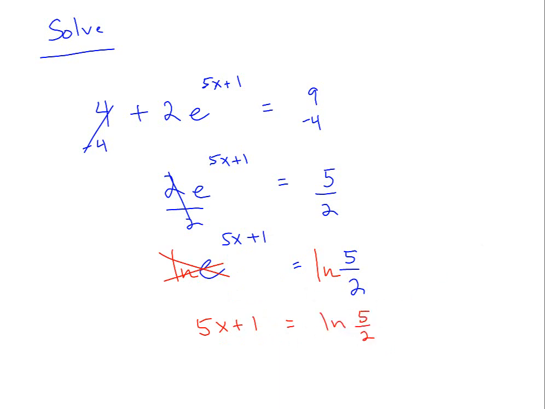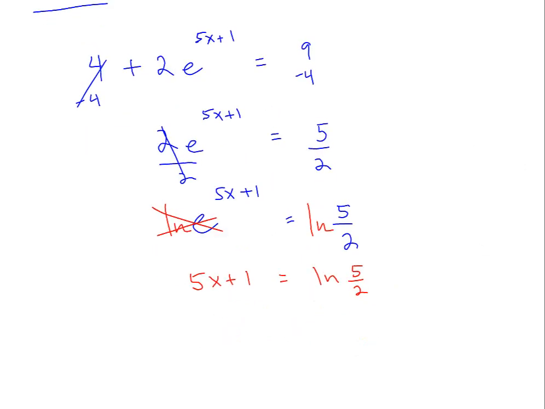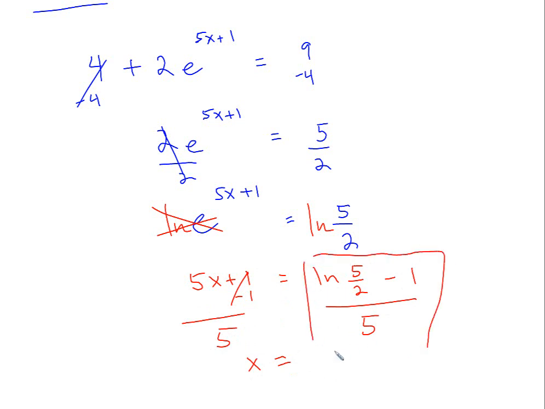Alright, and then we just finish the problem using some algebra. Minus 1 on both sides. Divide by 5. Alright, so x is going to equal this value right here. And if we actually calculate this on the calculator, this would roughly be negative 0.0167.